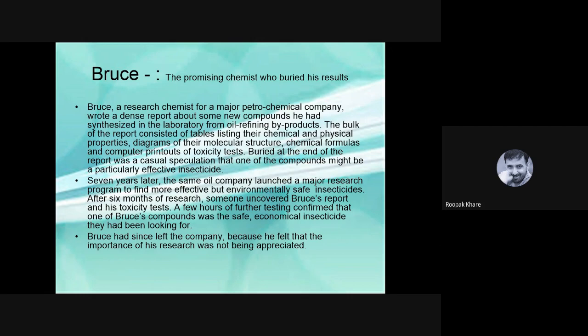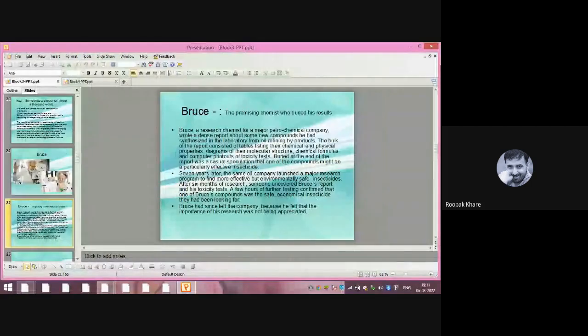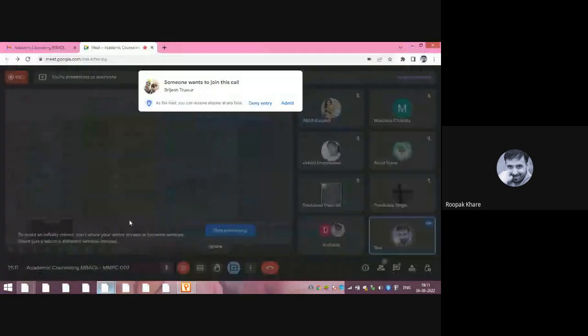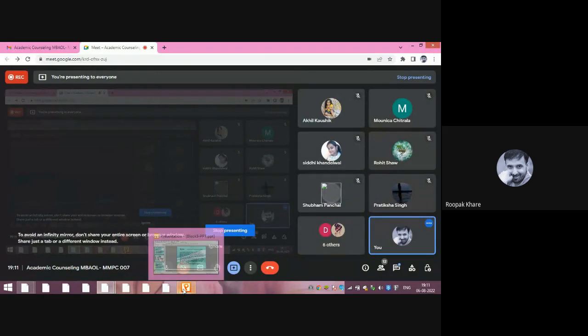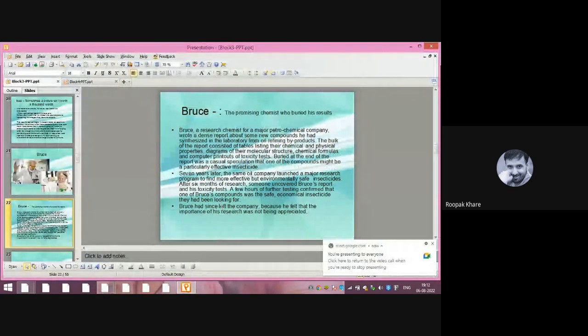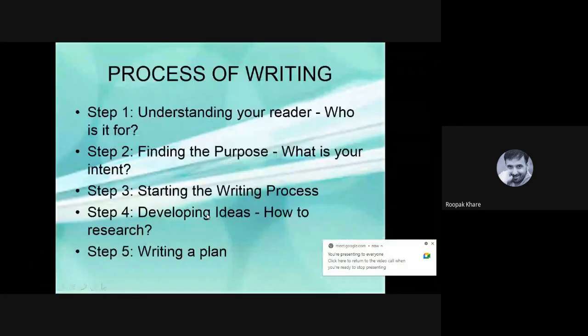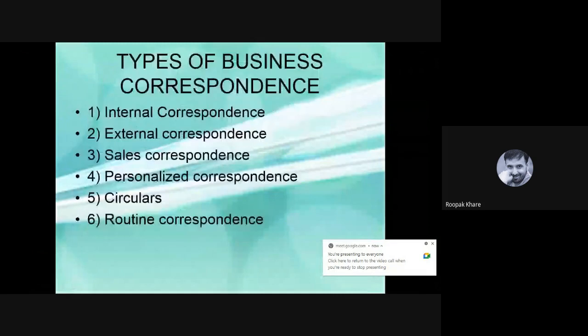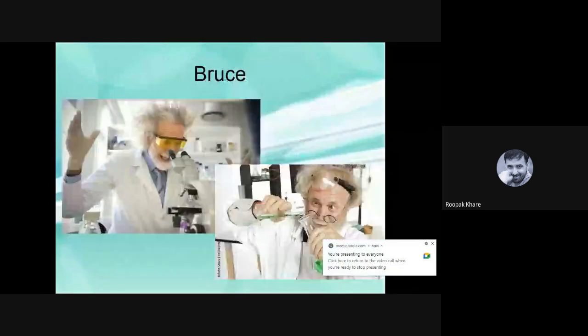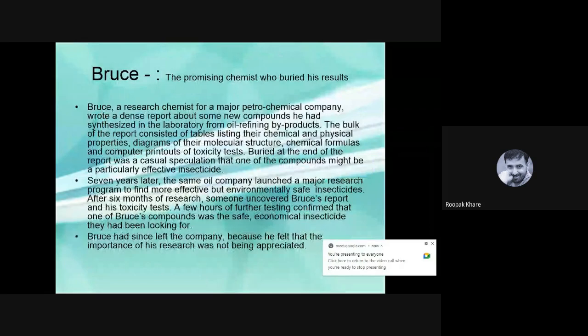A few hours of further testing confirmed that Bruce's compound was safe. So they did tests on Bruce's research. They found out, oh, it was a very good finding, right? It was a marvelous research, and it was very useful. So they then started working on it. But by then, Bruce had left the company because he felt that the importance of this research was not being appreciated.